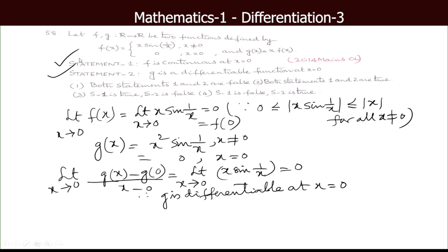So therefore statement 2 is correct. So both statements 1 and 2 are true. Second option, 2014 mains online.